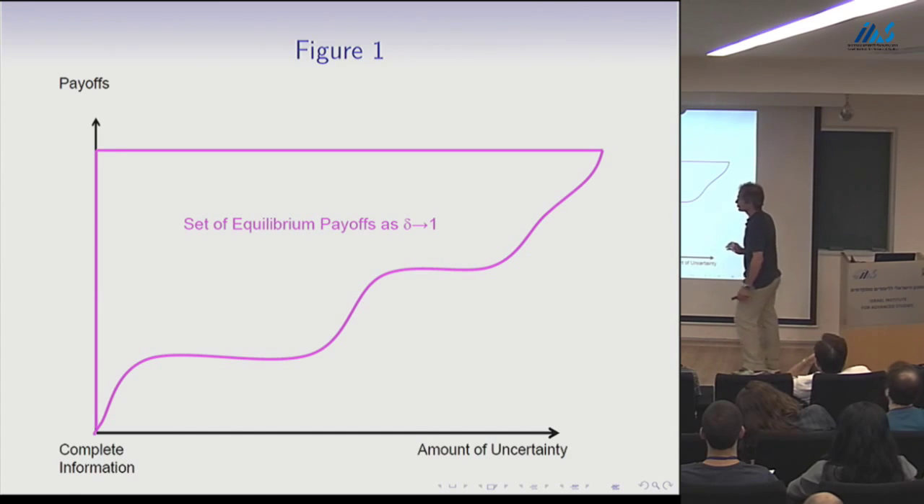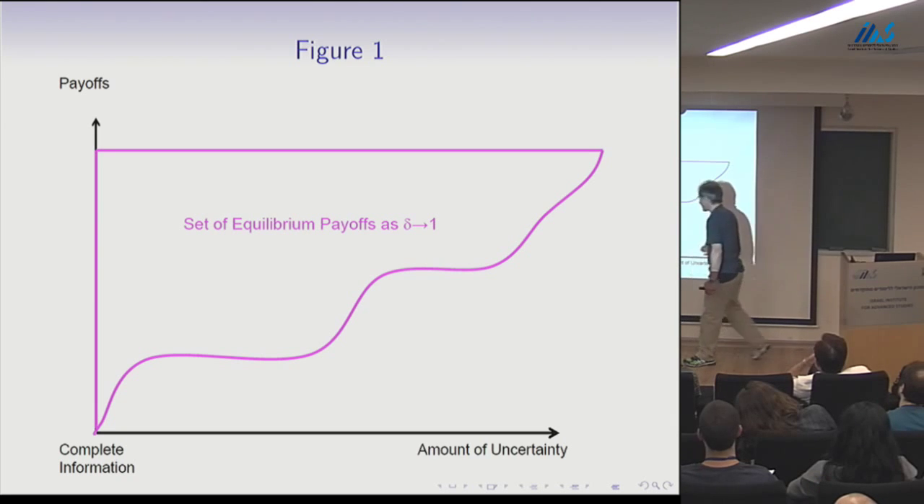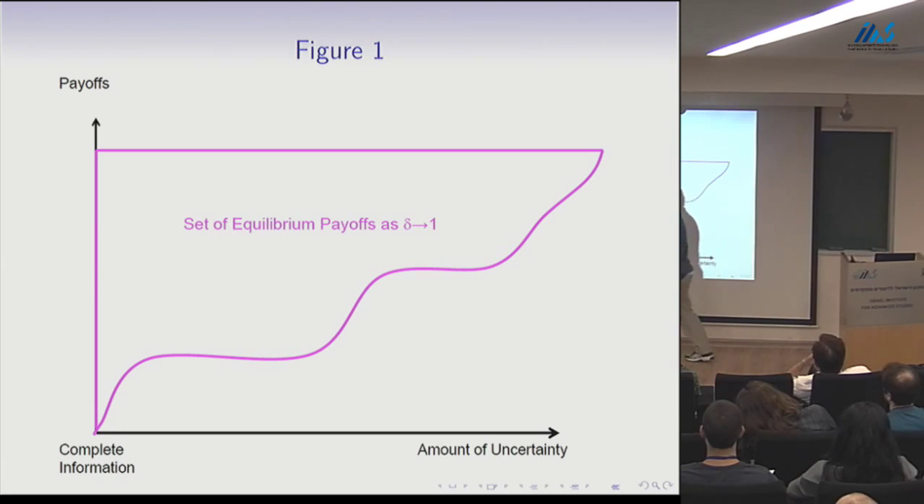And here's my picture to describe it. This is a really bad picture, but along here we have how much uncertainty there is. This axis, complete information. And up this axis, we've got the equilibrium payoff set in the game. So complete information, equilibrium payoff set, and we're looking only at the limit as the discount factor tends to 1. Not on the way, the limit.